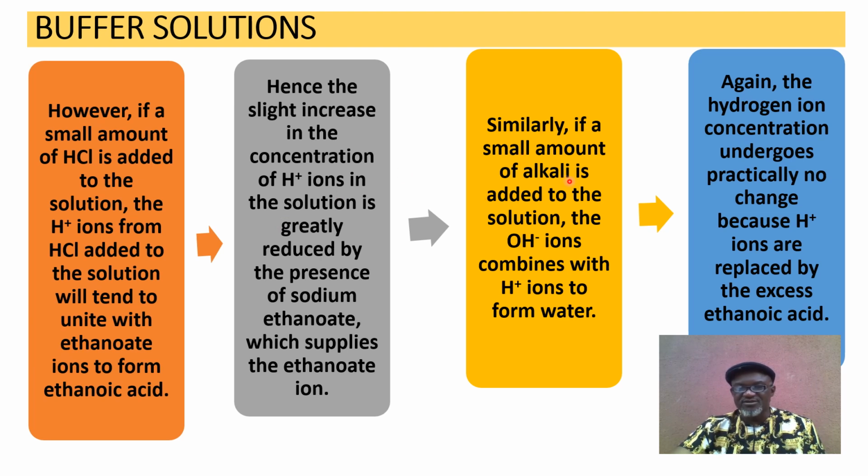Similarly, if a small amount of alkali, that is a base, is added to the solution, that means you are adding OH minus ions. So the OH minus ions will combine with the hydrogen ions to form water. Remember, there is hydrogen ion that is given by the dissociation of acetic acid, that is ethanoic acid, in the buffer solution. So that hydrogen ion will combine with the OH minus ions to form water. And again, the hydrogen ion concentration undergoes practically no change because hydrogen ions are replaced by excess ethanoic acid.